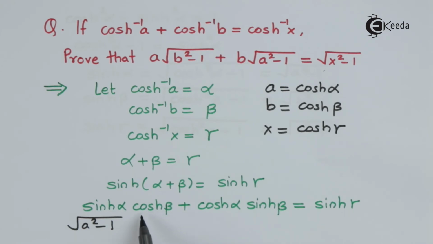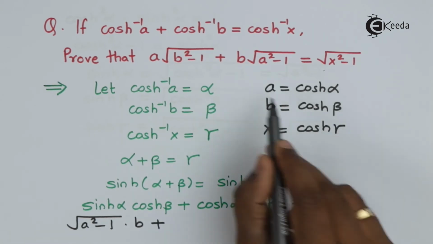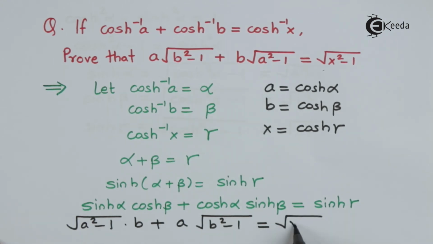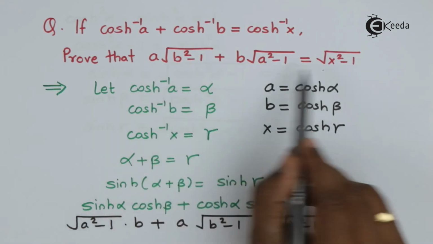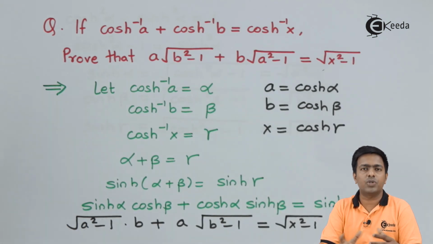Now what is value of hyperbolic cos beta? So it is B, so into B, plus value of hyperbolic cos alpha, which is A, so A, and the value of hyperbolic sine beta, which is under root B square minus 1. Similarly, value of hyperbolic sine gamma, which we got there, which is under root X square minus 1. And now guys, if you will see, then this is the result that is given in the question. So here we have proved the result, and I'm sure you understood the explanation.